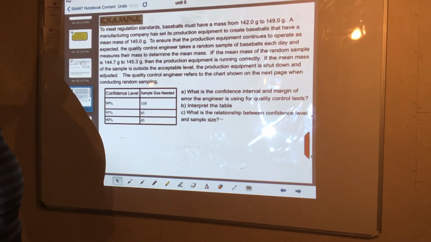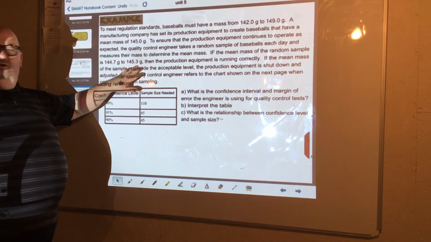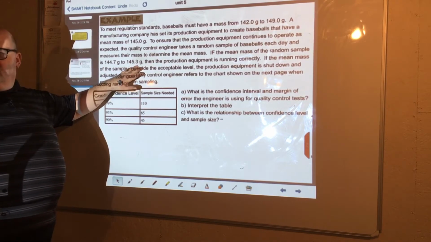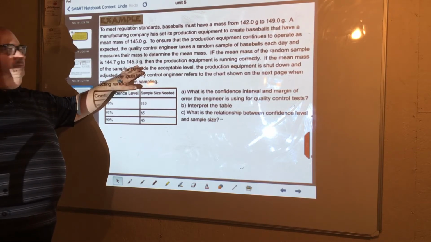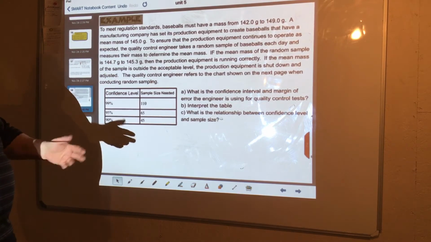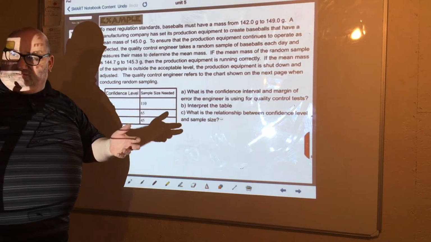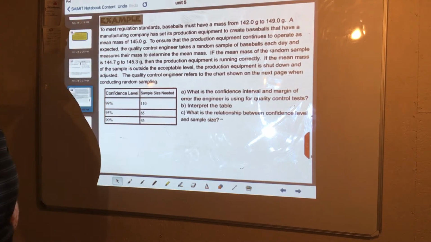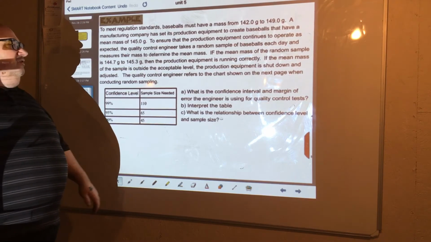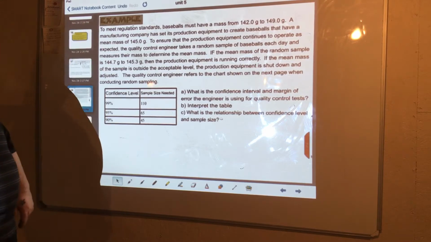If the mass of the random sample is 144.7 to 145.3, they go, yep, our equipment's running pretty good. So if the mass of the sample is outside of the acceptable level, then they have to shut everything down and recalibrate the machines, and then start it up again and do another test. So, what is the confidence interval and margin of error that an engineer is using for control tests?